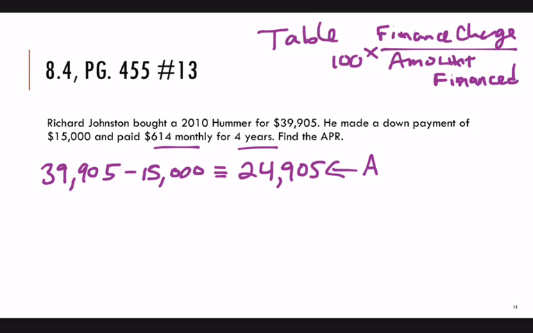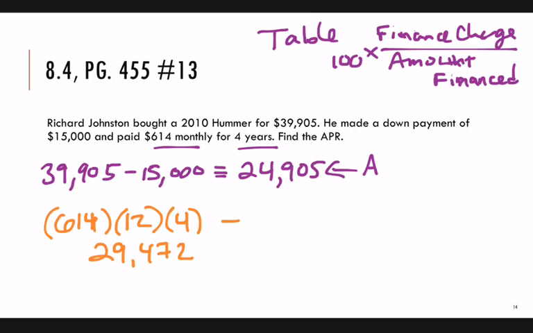All right, so the monthly payment was $614, and he made those payments once a month, so 12 times a year, for 4 years. Right, so that gives you the total that he paid, $29,472. And then if you subtract away this number, the amount financed, the extra, whatever's left over, that's the finance charge. Okay, and that's $4,567.